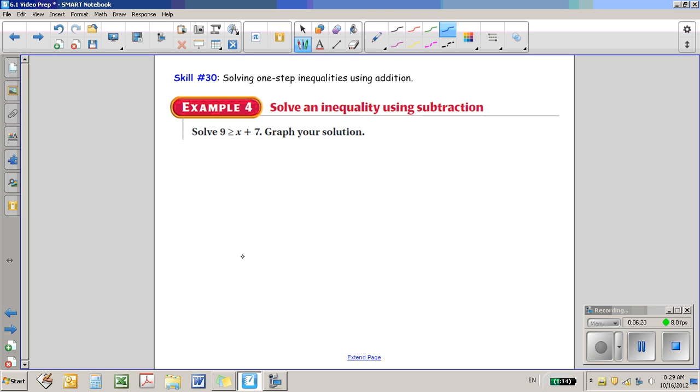Okay, so for skill number 30, we're going to learn how to solve one-step inequality using addition. And we're going to graph our solution. So we start with 9 being greater than or equal to x plus 7. Our goal is to isolate the x, so we're going to subtract 7. And we get 2 is greater than or equal to x. And then we're just going to graph it.